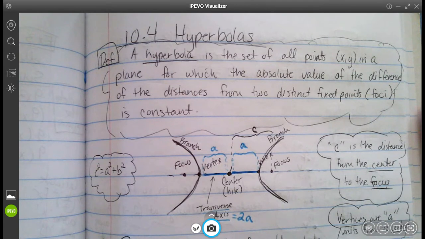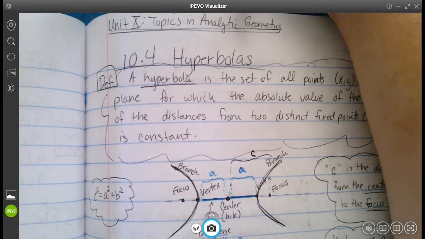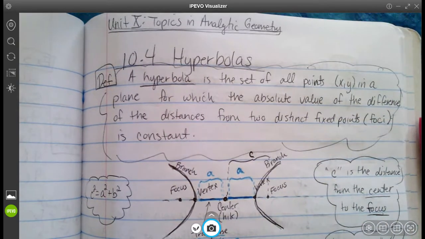In this video, we're going to go ahead and cover section 10.4, still part of Unit 10, Topics in Analytic Geometry. And this is hyperbolas, and it's the last conic section we're going to talk about, and then before we get into rotation of conics, which is the next part. So a hyperbola, what is a hyperbola?